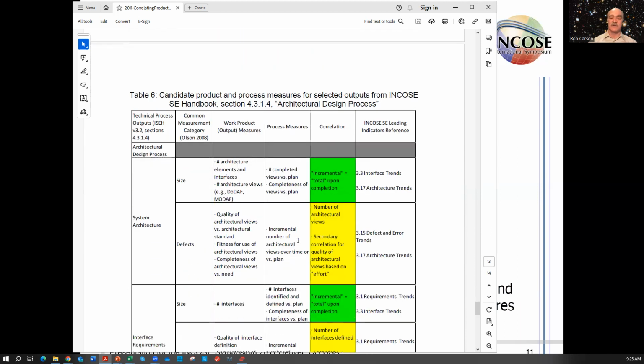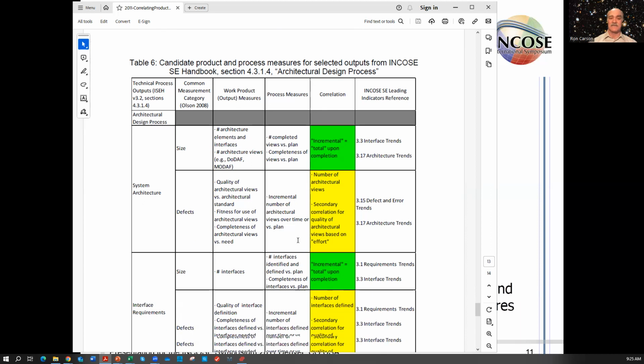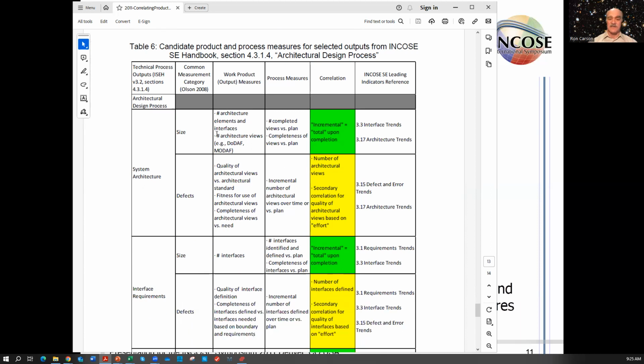For architectural design process, again, size is generally easy to correlate, process versus work product. Defects are, again, harder to establish a correlation. For example, quality of architectural views versus the standard, or fitness of the architectural views, or completeness. These are harder to establish.